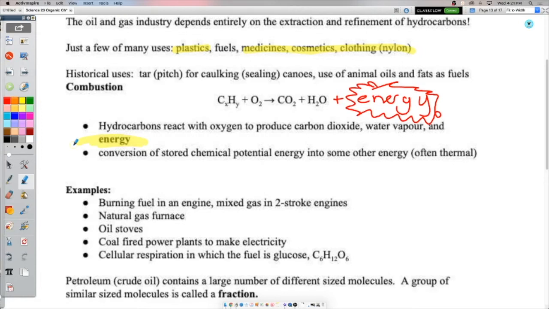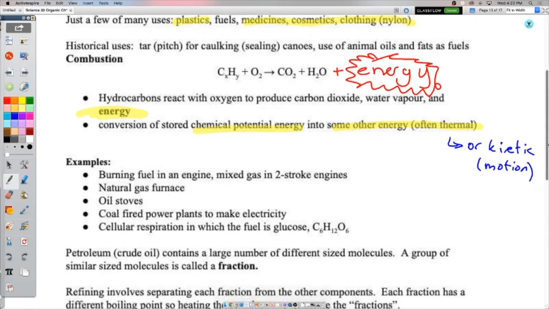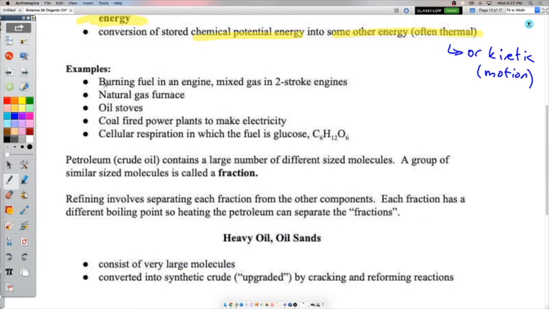So it's basically just the conversion of chemical potential energy that's in there. Hydrocarbons have a lot of chemical potential energy. That's why we use them for fuels. They contain so much potential energy. And when you burn it, it releases that other energy. Often thermal, but often too, we take that thermal that is produced and then turn it into kinetic. Right? Kinetic, remember, means motion, the energy of motion. All of these are examples of hydrocarbon combustion reactions, they're called. It's just taking hydrocarbons, burning them to make energy.